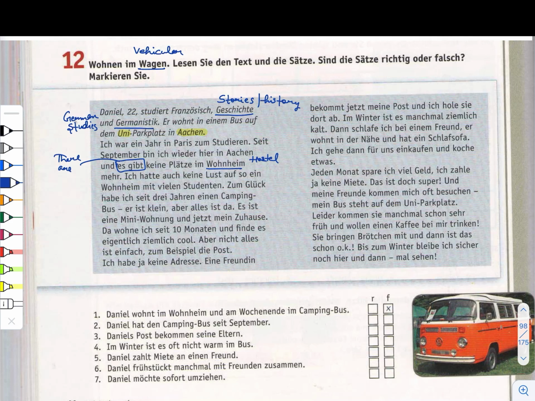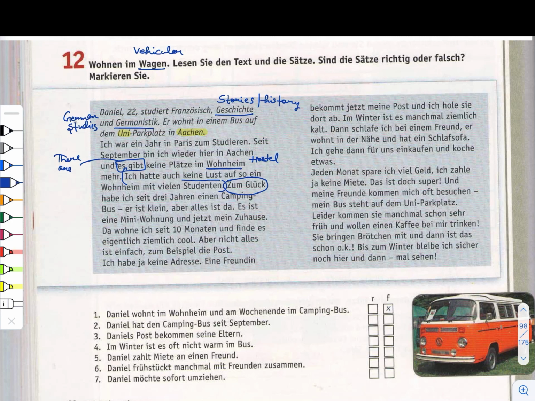Ich hatte auch keine Lust auf so ein Wohnheim mit vielen Studenten. I also have no desire for a hostel with many students. Okay, this sentence: ich habe keine Lust means I have no desire, to live with other students in a hostel.